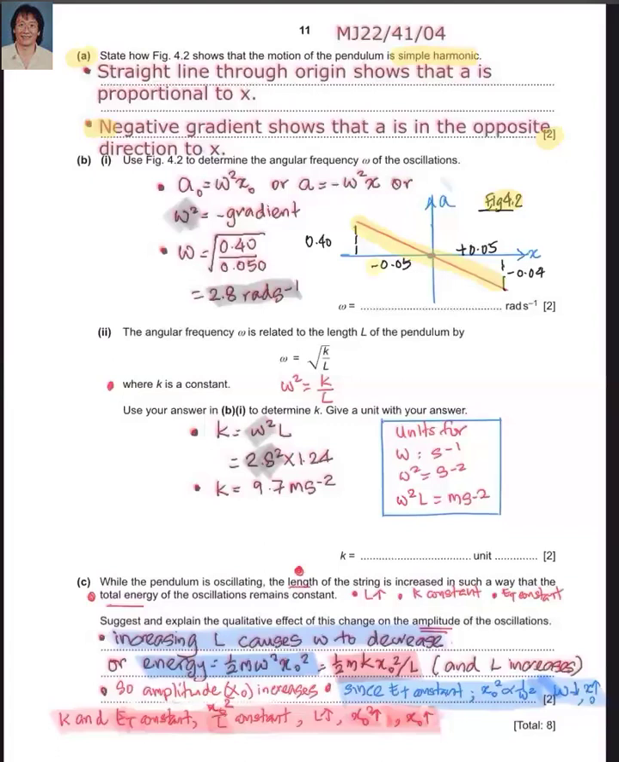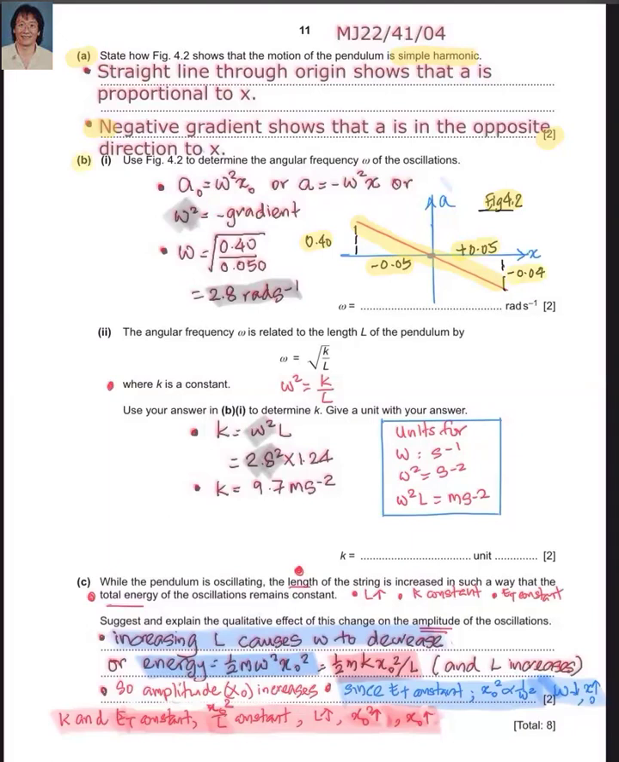That means when your displacement is minus 0.05, your acceleration maximum is 0.40 meter per second square. And then when the amplitude is positive 0.05, the acceleration is minus 0.04. So you can see the A and X are in opposite direction because they have opposite sign.